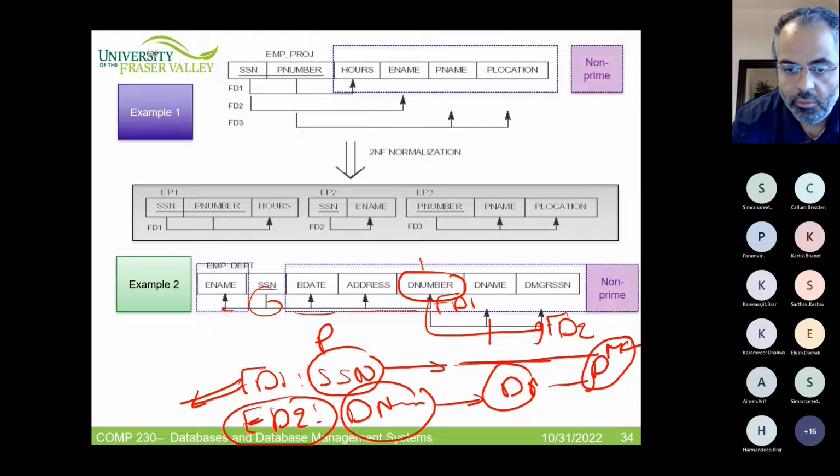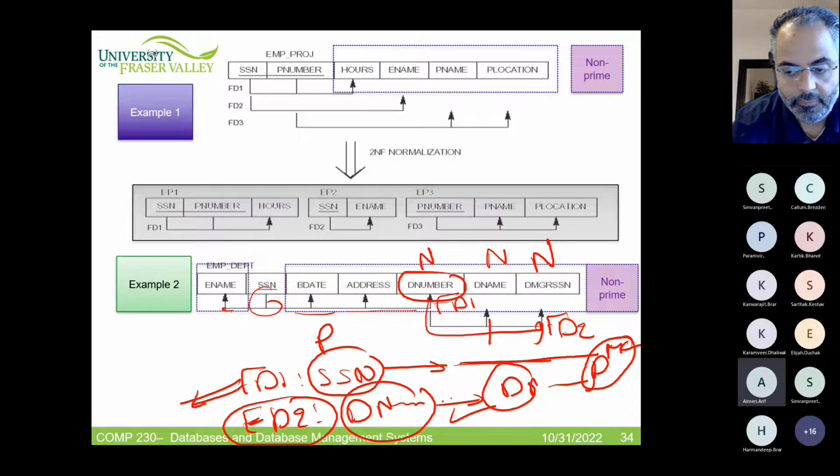D number is non-primary. This is non-primary, this is non-primary. We don't have a part from the primary involved here. Is it correct? Yeah. So in this case, it doesn't matter for us in the second normalization, because we should be aware if there is a part of the primary involved, and we don't have that case here.